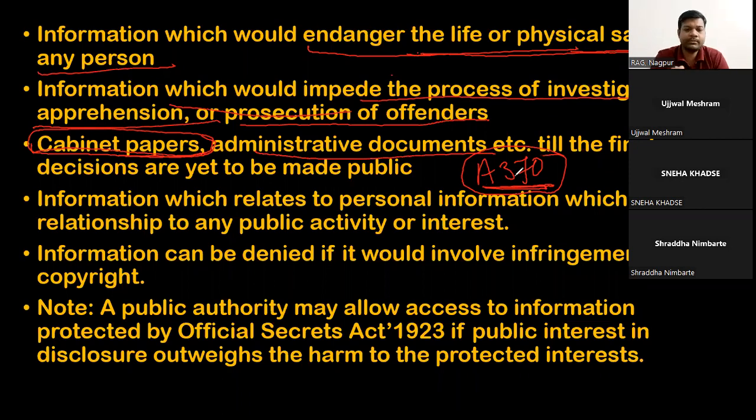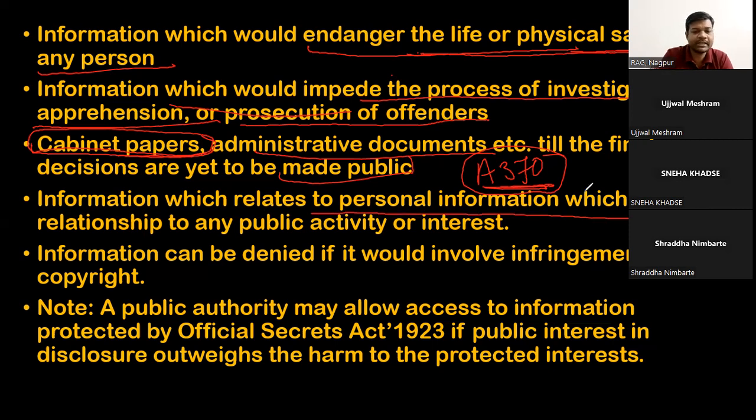Why? Because the decision was not yet made public, so that it could not create chaos in the country. So these kinds of information cannot be given.